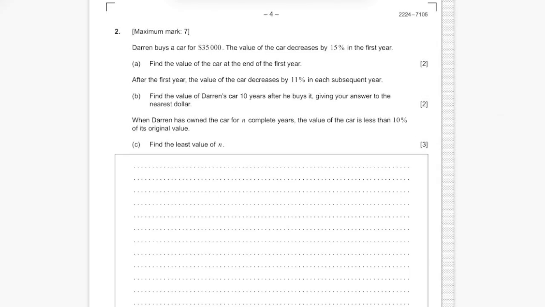May 2024, Paper 2, Time Zone 1. Question 2. So for question A, we know that the car is $35,000 and it decreases by 15%.